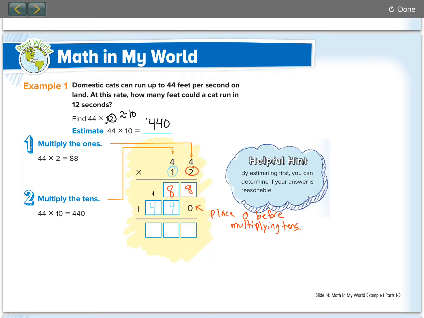I place the 4 in the tens column under the 8, and then I multiply 1 times the 4 in the tens column, and that is also 4. I place that in the hundreds column. Now, I'll move on to the next slide.